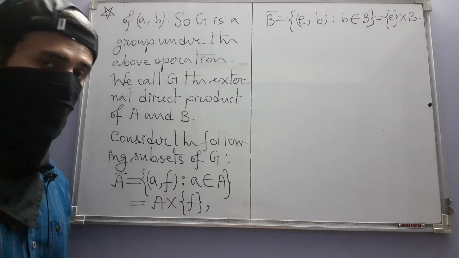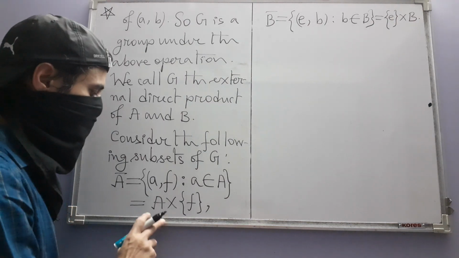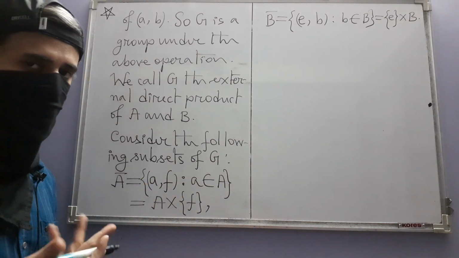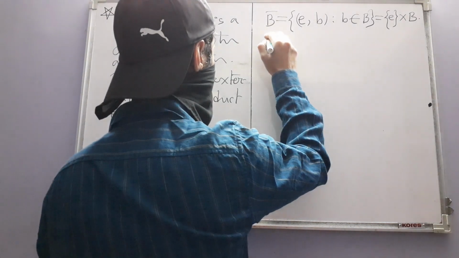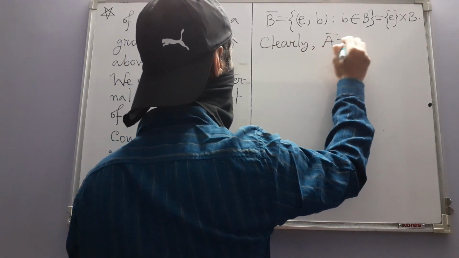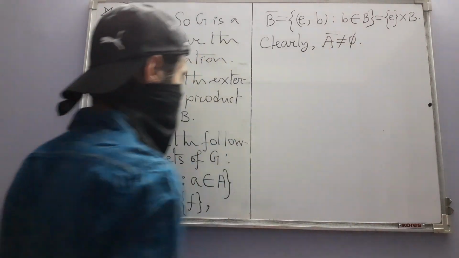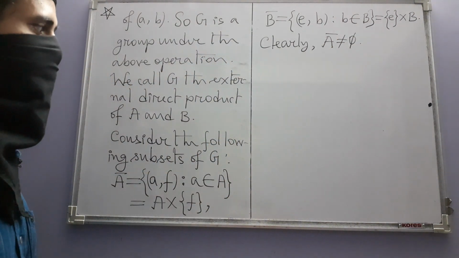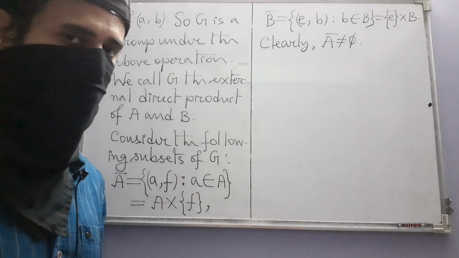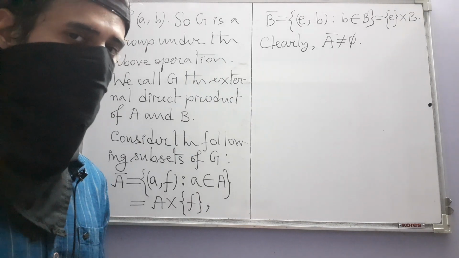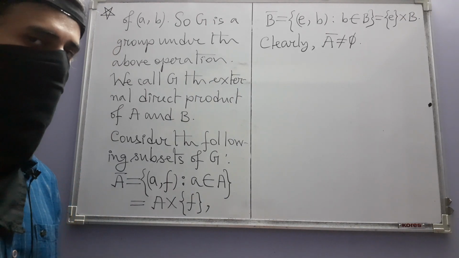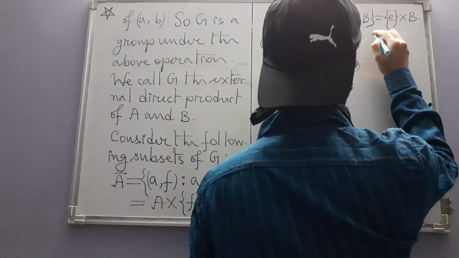Obviously this subset is non-empty. Why? That's because capital A is non-empty. So we are going to get elements, ordered pairs like this. Clearly, this is a non-empty subset of capital G. What we are now going to observe is that this is not just a non-empty subset, but actually it's a subgroup of G, and not just that, it's a normal subgroup of G. Let's show this.